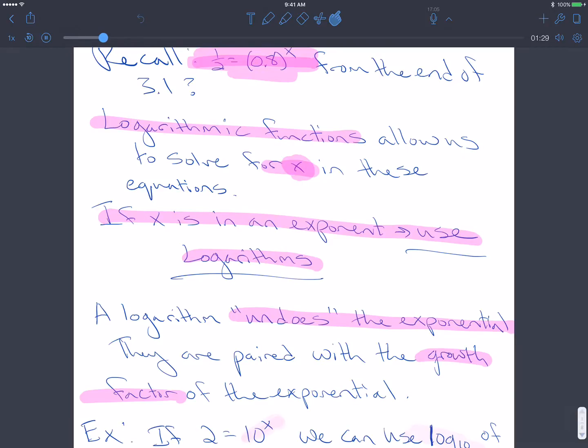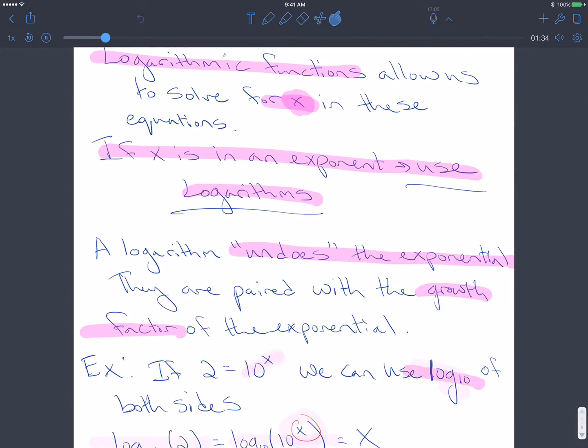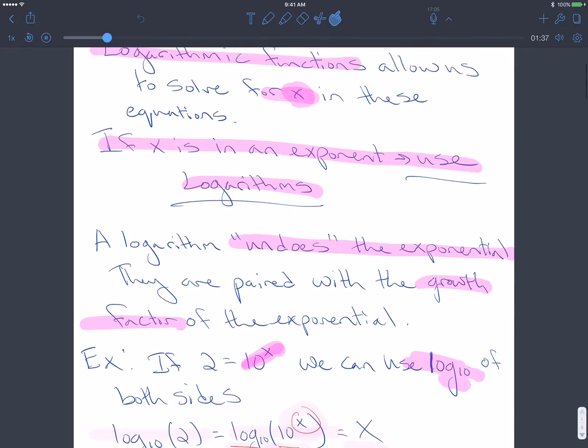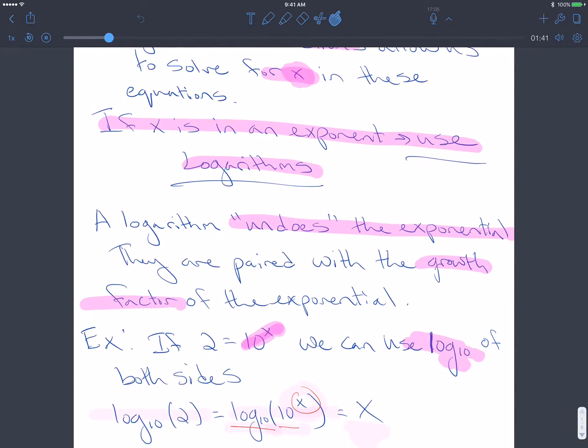So for an example, if you had 2 is equal to 10 to the x, you would want to use a log base 10 in order to undo the 10 to the x that we have here. Now, if on both sides of this equation I take a log base 10 of 2 and a log base 10 of 10 to the x, then the log base 10, which I've underlined here in red, and the 10 to the x, the log base 10 and the 10 go away, and all I get back is my exponent that's circled here, the x. I just get x back. They literally cancel each other.